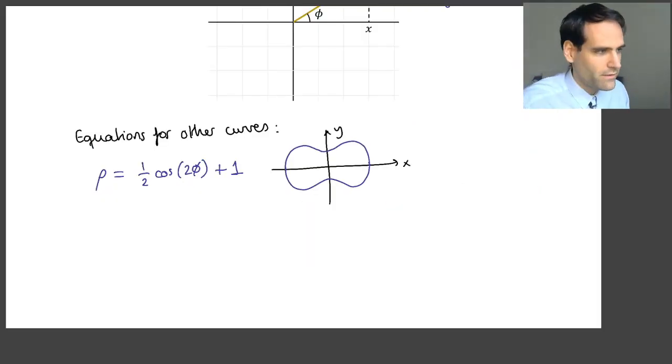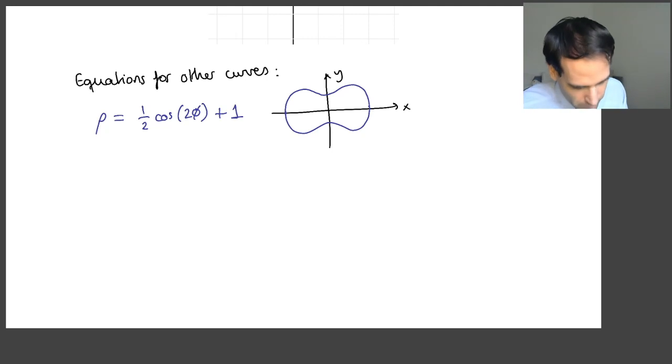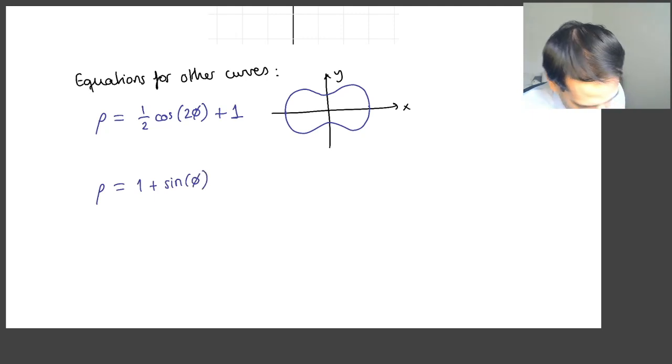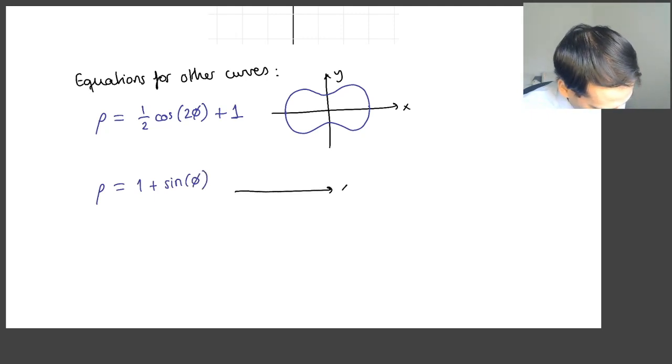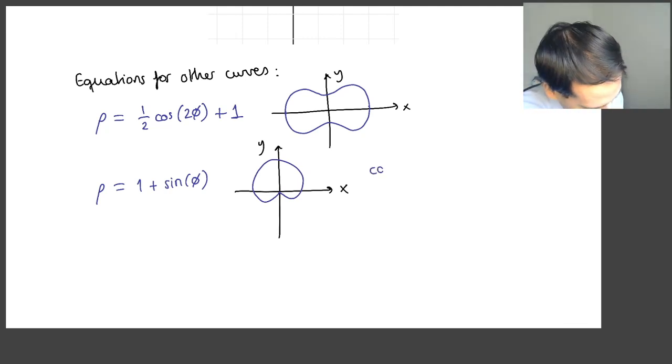So if we go back to our whiteboard, we saw this peanut curve, but for example, if we plot 1 plus sine phi, this results in a cardioid, which looks like that. So let me write it here. This is called a cardioid.